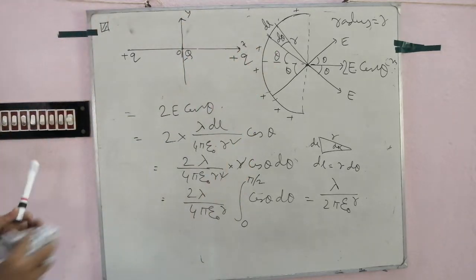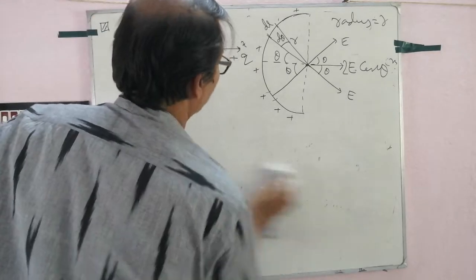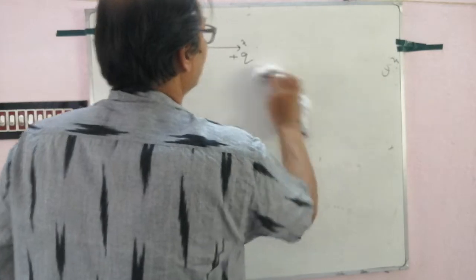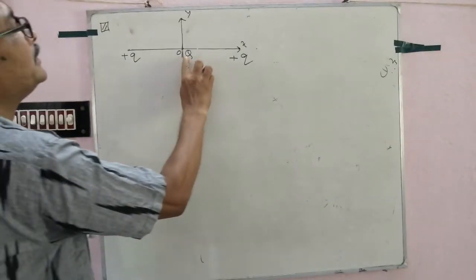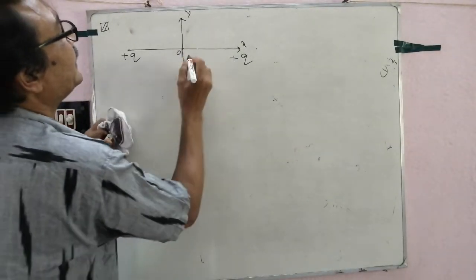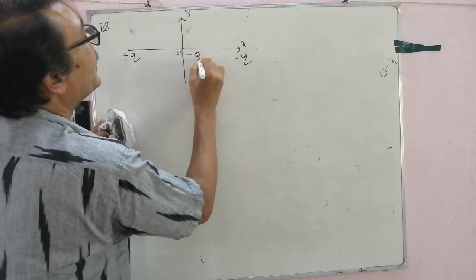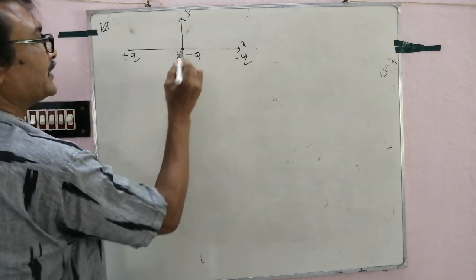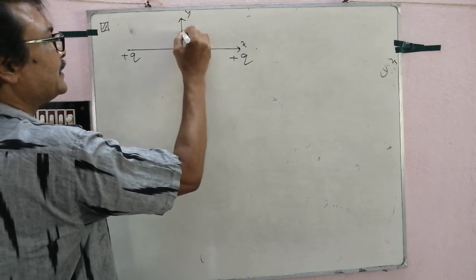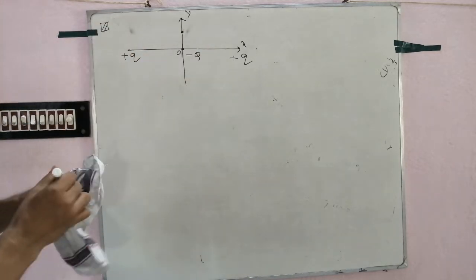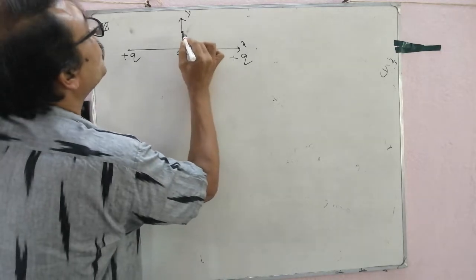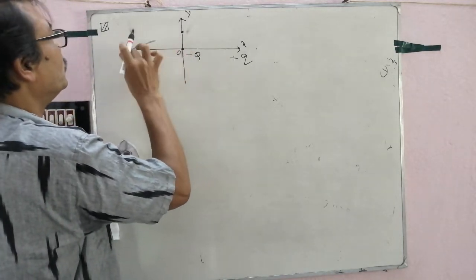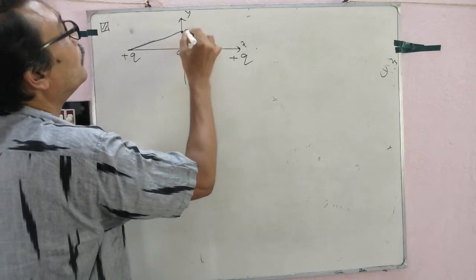Follow. This is a negative charge, at the center a negative charge. If we displace the negative charge from the center on the y-axis a slight distance, suppose this is y. So follow.